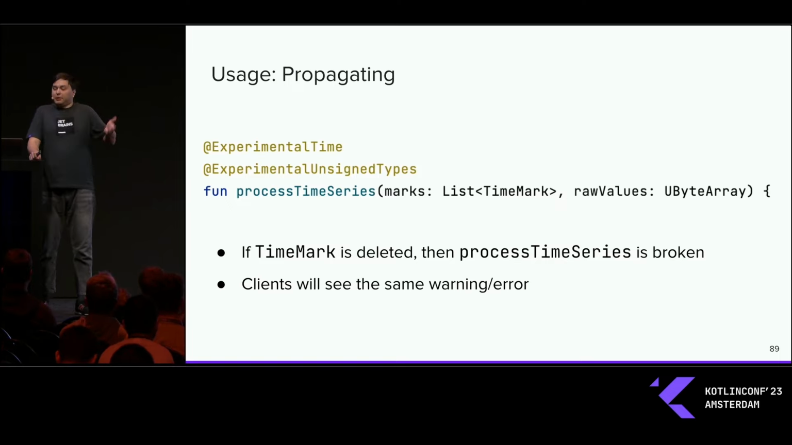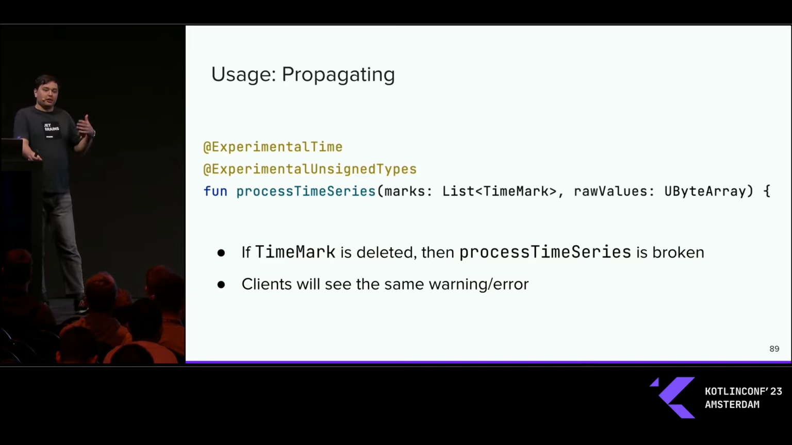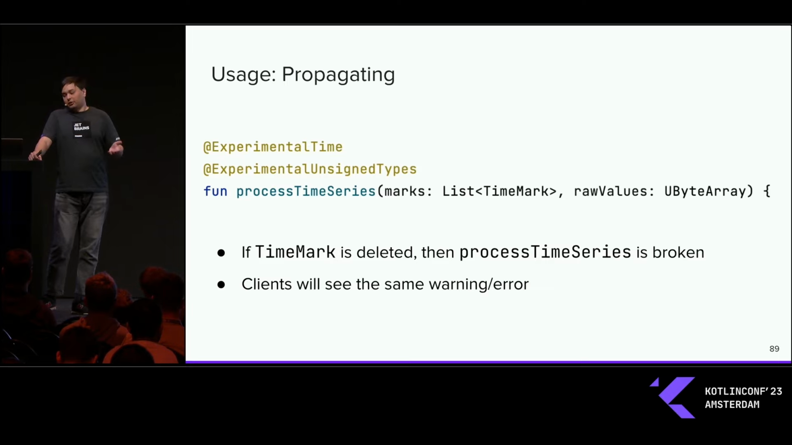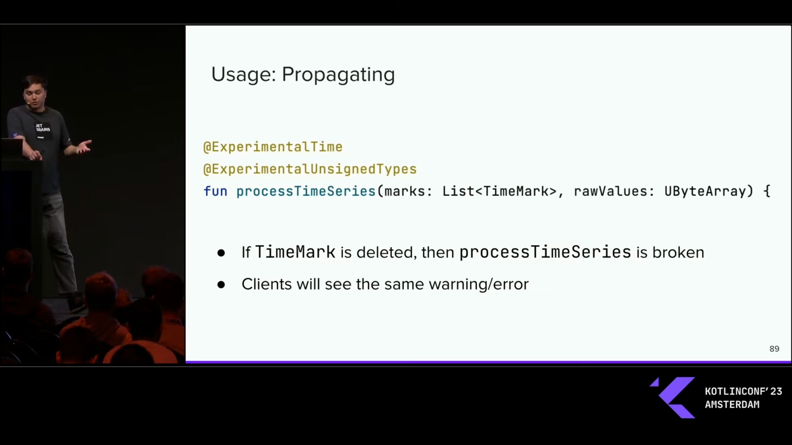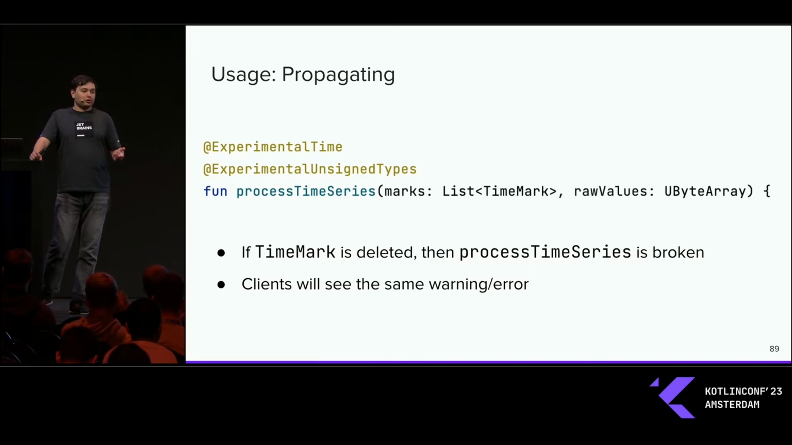It means that we depend on this experimentality of the TimeMark declaration. And processTimeSeries cannot be stable because the corresponding TimeMark and UByteArray are also not stable. So we should propagate this experimentality to our users.